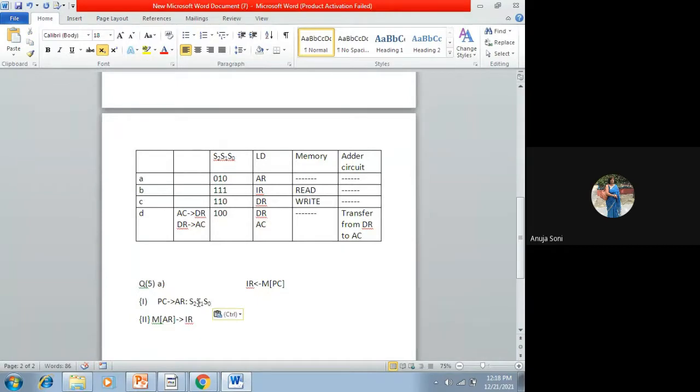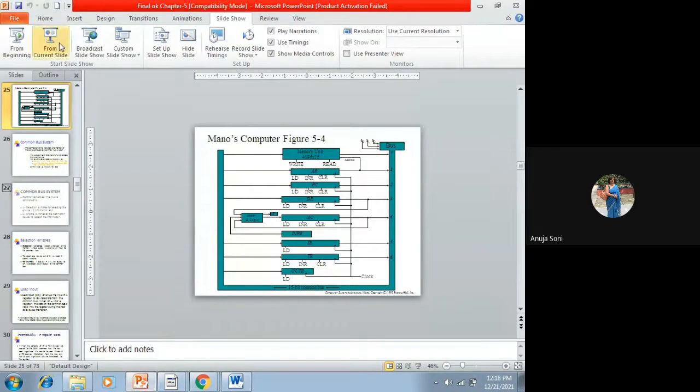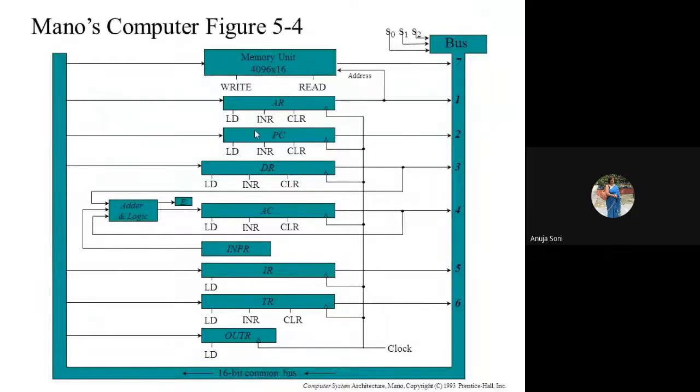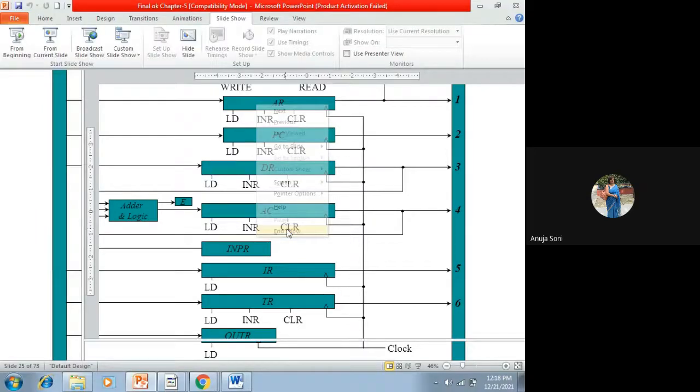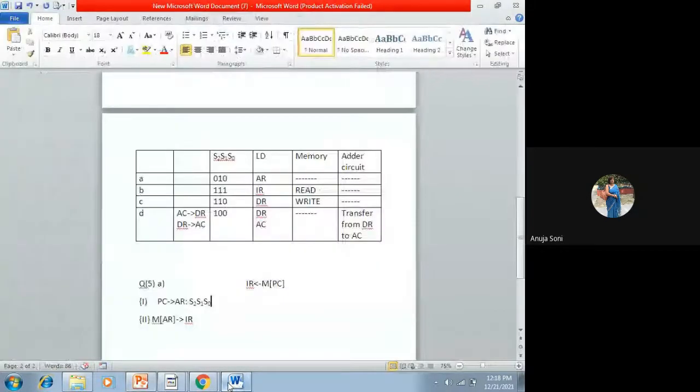The value will become whichever number is written in front of PC. You can go to the common bus diagram. Which number is written for PC? Basically 2 is written. That means the value of S0, S1, S2 will become 2, that is 0, 1, 0. Data will be transferred to your common bus. Afterwards, the load signal of AR will be enabled and data will be transferred to AR. That will be your very first step.